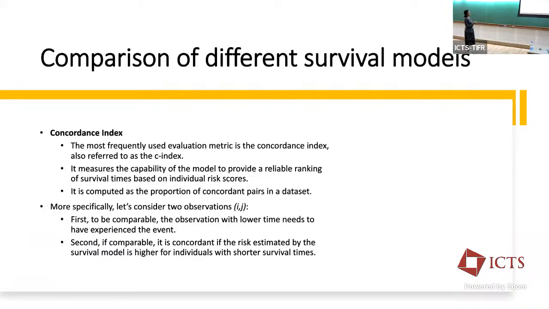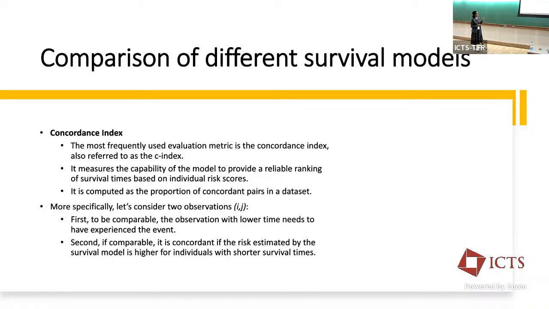When we compare survival analysis models, what are the metrics that we use to say that this is a better model than the other one? There's one that's called the concordance index, or C index. The most frequently used evaluation metric is the C index. It measures the capability of the model to provide a reliable ranking of survival times based on individual risk scores. It is computed as a proportion of concordant pairs in a data set.